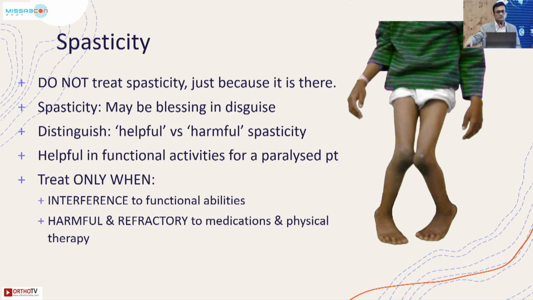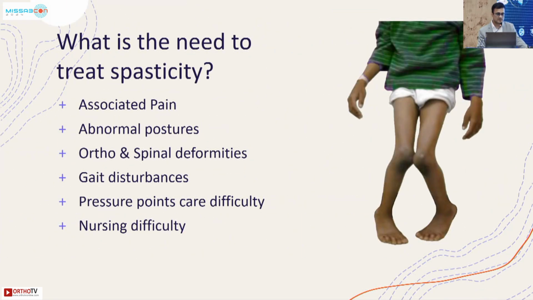Harmful spasticity is the kind that is interfering with functional abilities or mobility, or is refractory to medications, or has a significant amount of pain, and is likely to be converted into permanent deformities. This is the type of spasticity that requires treatment.